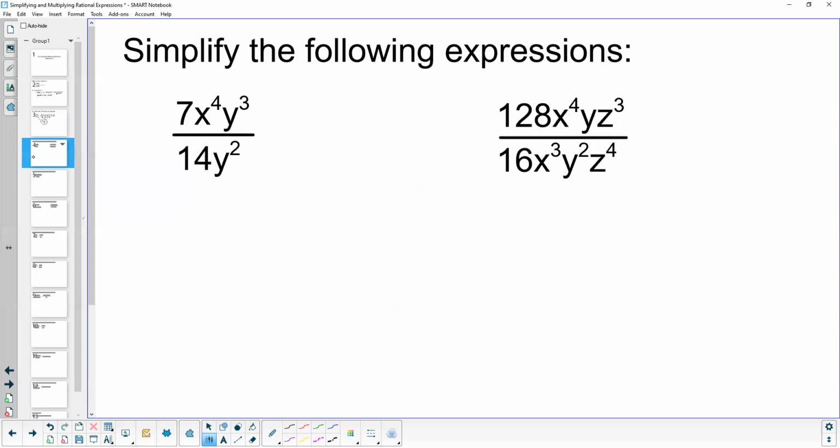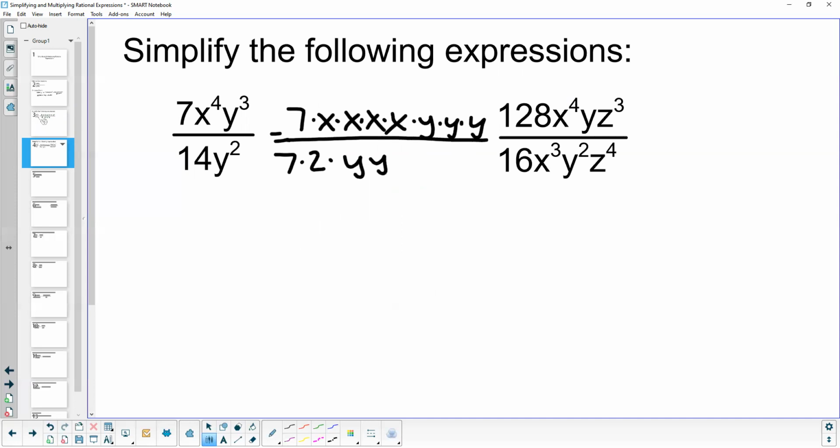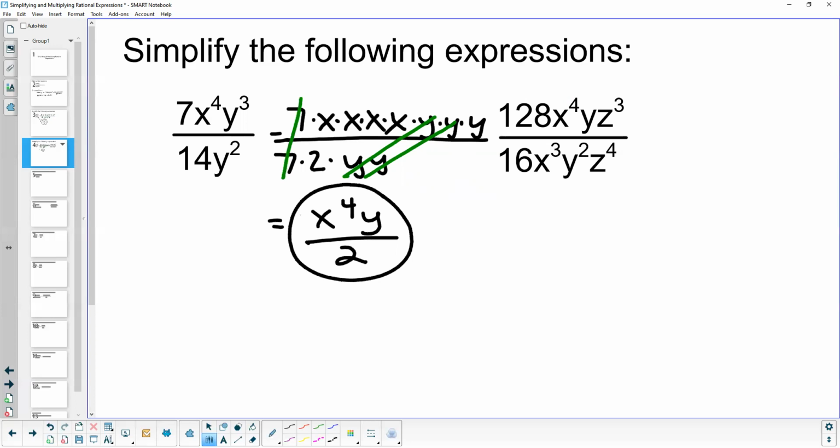Awesome. Okay, let's take a look at a couple more examples here where we do a similar thing. So in this case, we want to factor it out just like we did before. So 7 times x times x times x times x times y times y times y divided by 7 times 2 times y times y. Then we get rid of what's in common with both. So the 7s simplify down to 1, and 2 of our y's simplify down to 1. And so we end up getting x to the 4th y over 2. That's how that one will simplify.